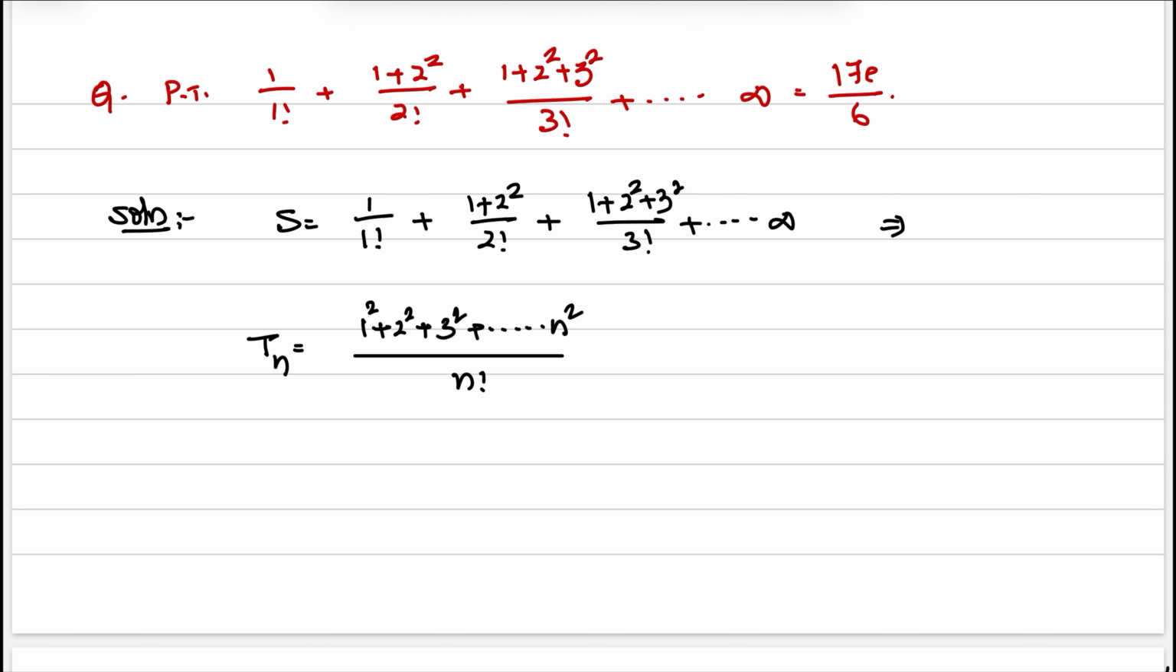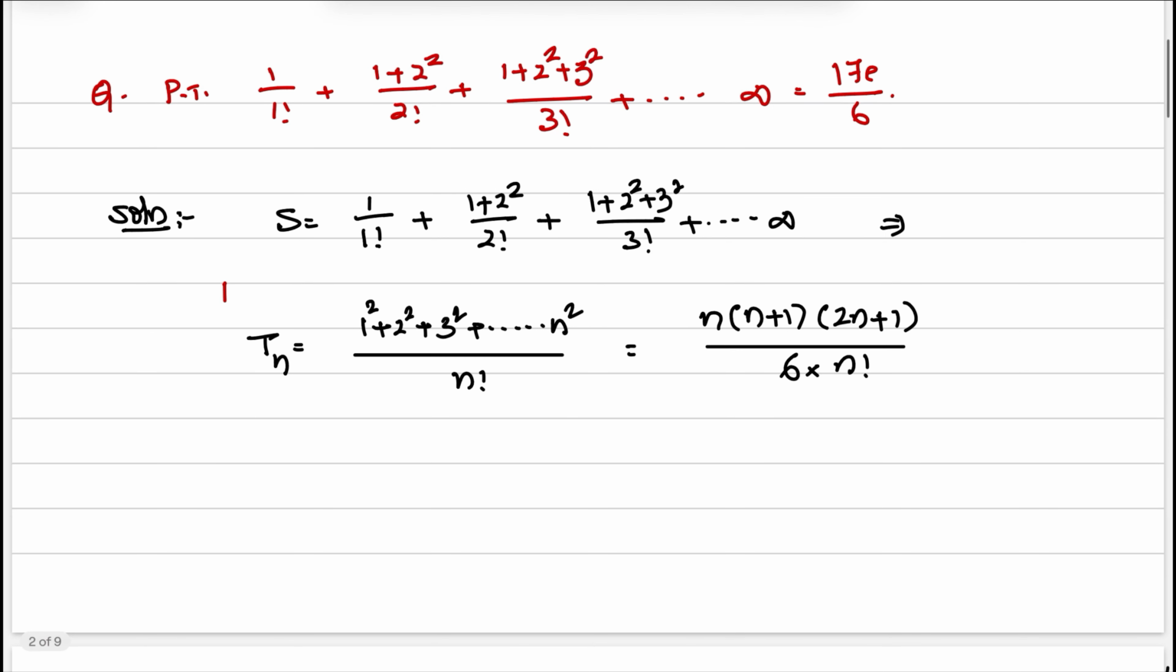Sum of the squares of the natural numbers, what is the value? That is equal to n into (n plus 1) into (2n plus 1) by 6. In the denominator, n factorial is also there. This is the Tn, this is the crucial step. The nth term in this series is this one.